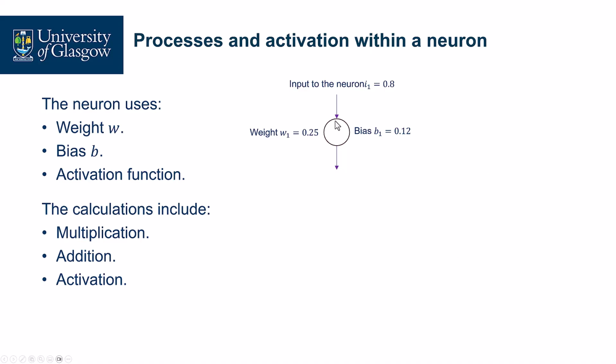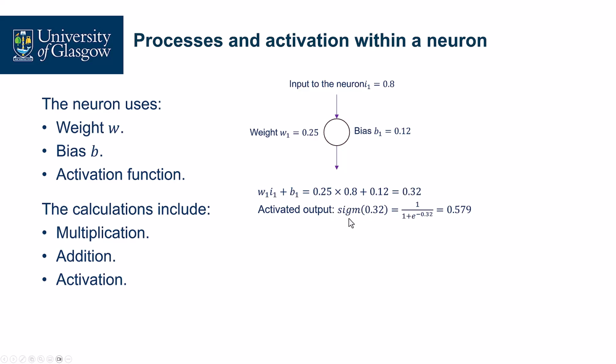Consider there is a neuron, and there is an input. Maybe this input is from another neuron, and this is I1 equals 0.8. Then I have a weight of 0.5, and a bias of 0.12. Then I can calculate based on this formula: W1 multiplied by I1 plus B1. We get a result, 0.32.